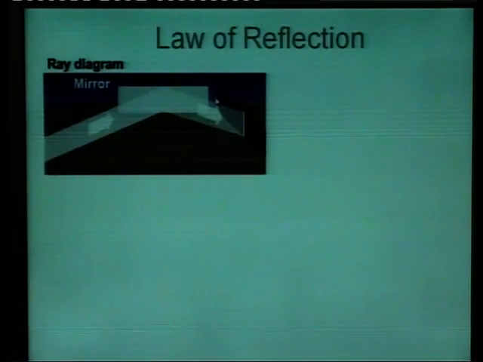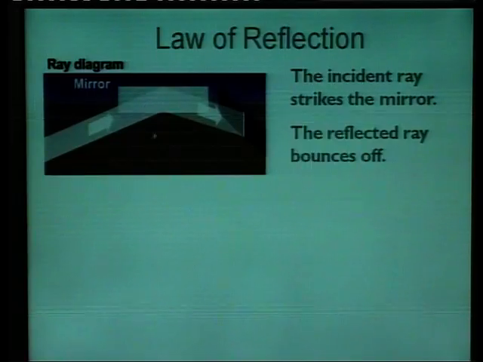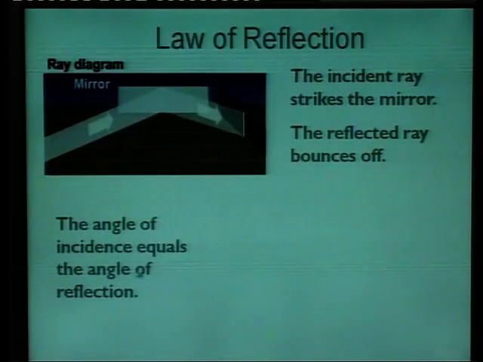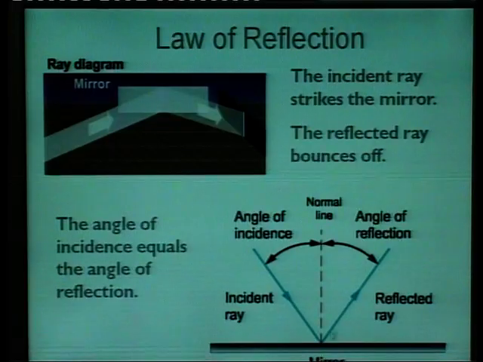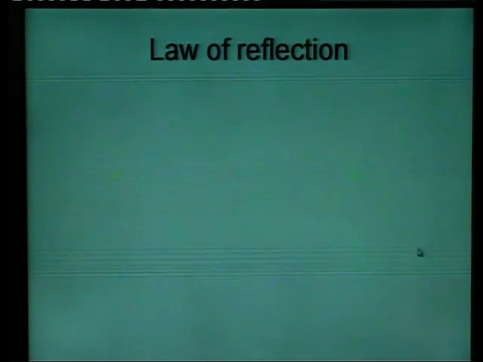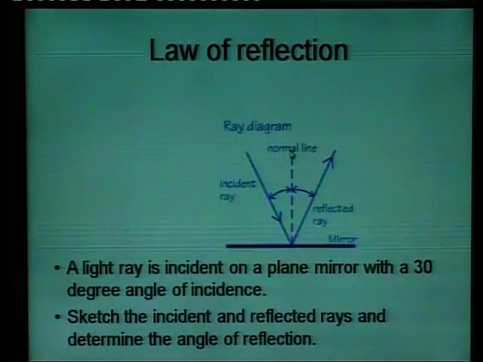So next, laws of reflection. This diagram shows the phenomena of reflection. The incident ray strikes the mirror, the reflected ray bounces off, and the angle of incidence is equal to the angle of reflection. So this is the first law of reflection: angle of incidence is equal to angle of reflection. It is shown here: mirror, incident ray, reflected ray. This is the normal, normal means perpendicular to the plane, with the angle of incidence and angle of reflection. So next is the second law of reflection.